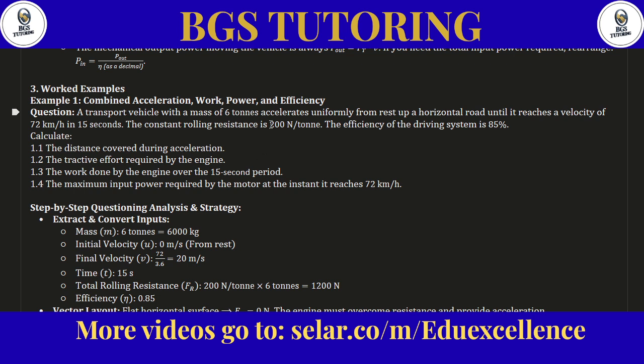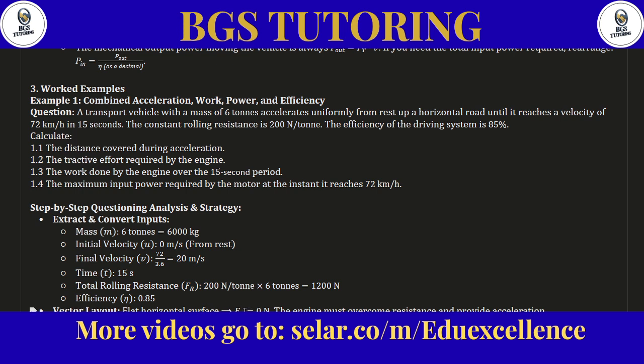The other thing, students usually take 200 and call it Fr. I think I mentioned this in the previous presentation. No, that is incorrect. They said 200 newtons for every ton. How many tons do we have? 6. So you need to multiply by 6, so that you can get the exact value. The other thing we are given in the statement is the efficiency. Eta is 0.85, if you divide by 100.